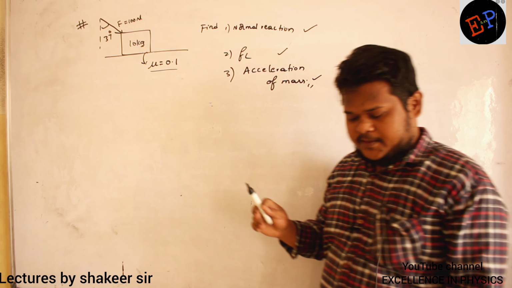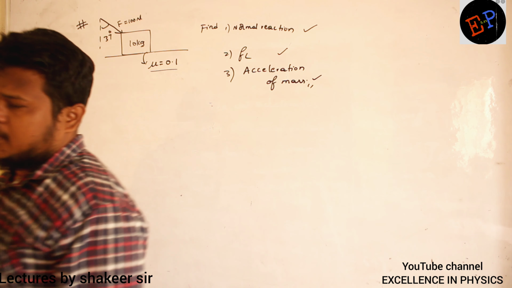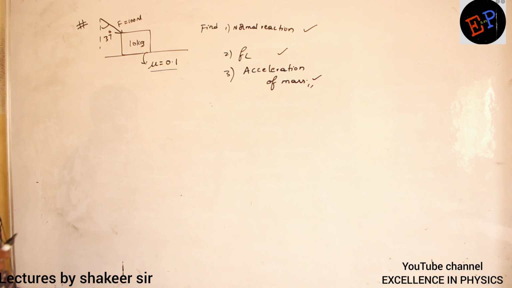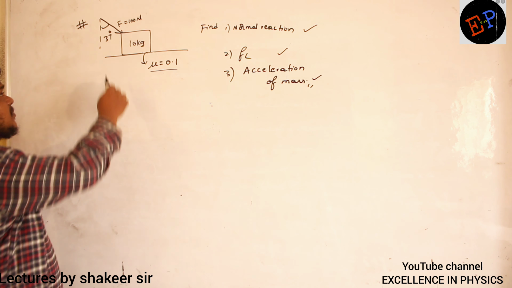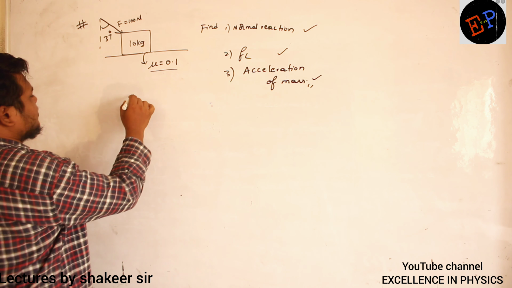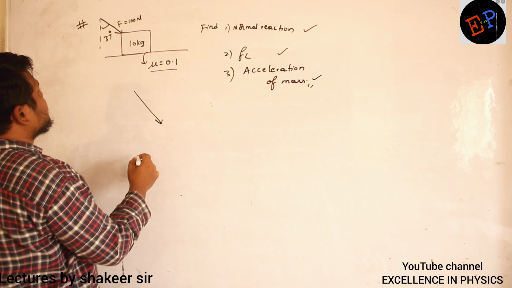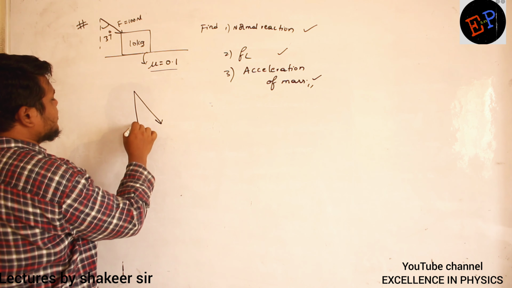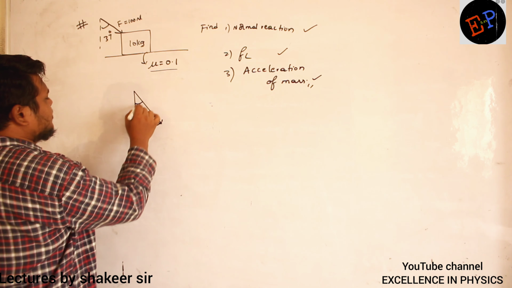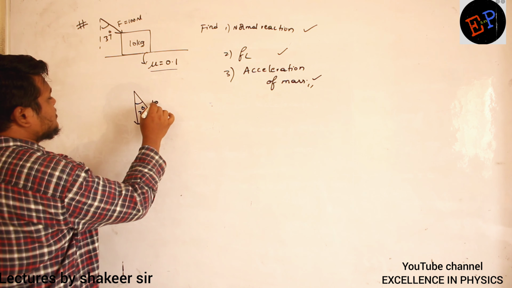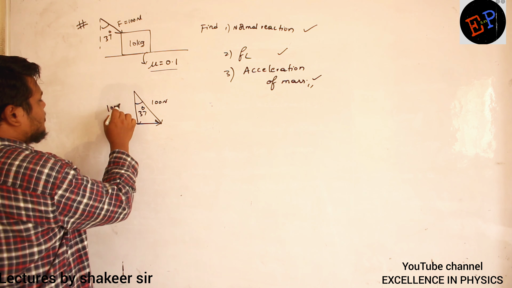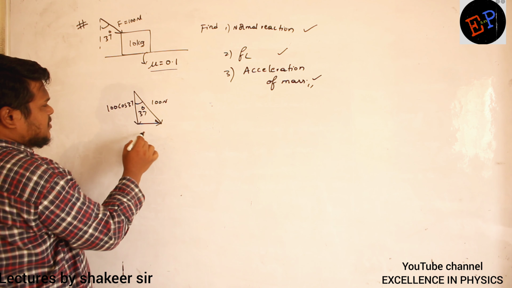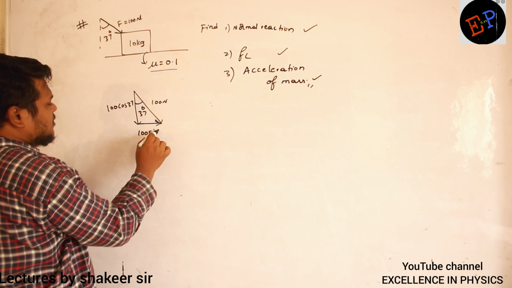Okay? Come on. Can anybody suggest how can I proceed in this problem? Splitting. Okay, so let us split this force into two components. So this force is making how much angle? It is making an angle of 37 degrees. Clear now? So this is 100 Newton. So adjacent side will be how much? 100 cos 37. Opposite side 100 sin 37.